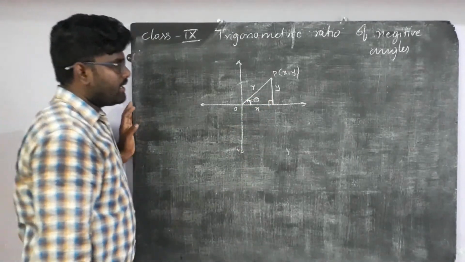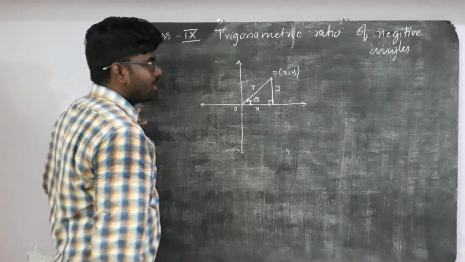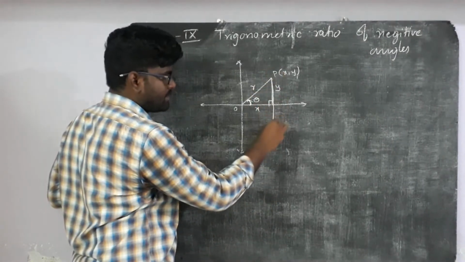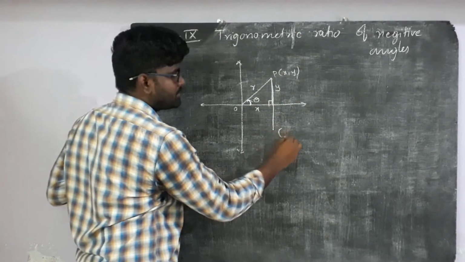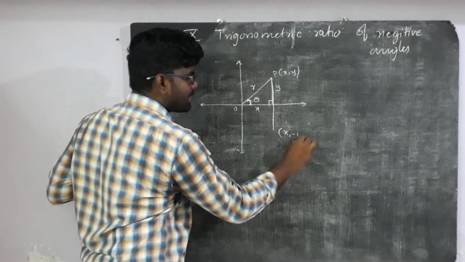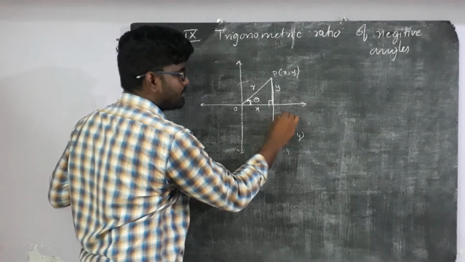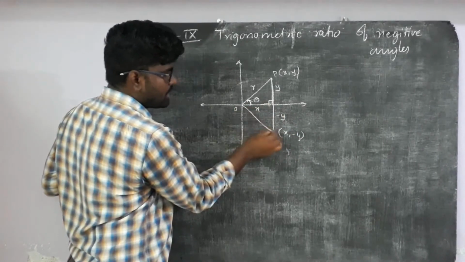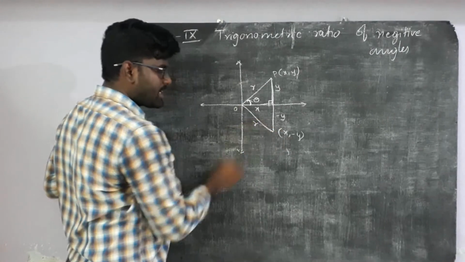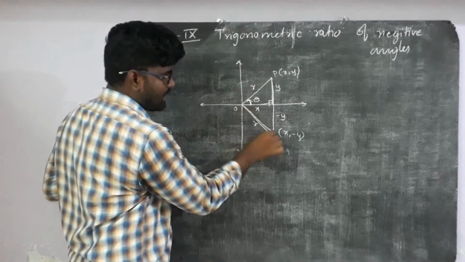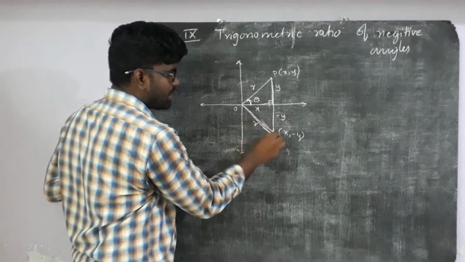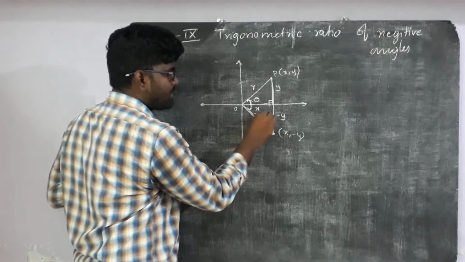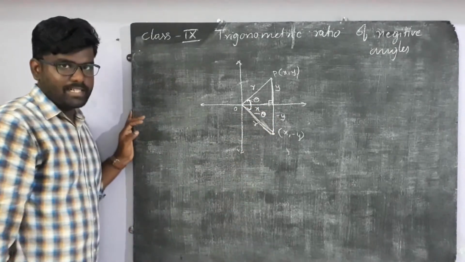In the same way, when you take the image of the point through the x-axis, this point becomes x comma minus y. This is x only when you join with these two, and this is also the radius, sorry, hypotenuse r only. Then when you take a clockwise direction, this angle becomes minus theta.